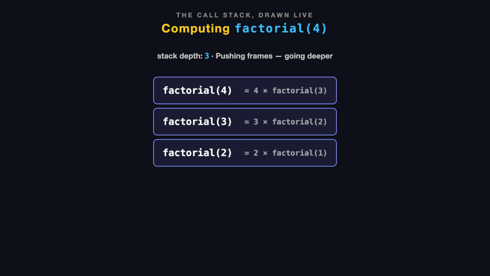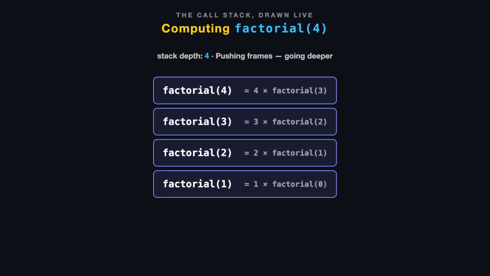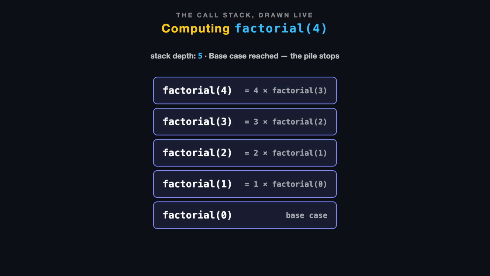Push a frame. Factorial of 3 needs factorial of 2. Pause, push. Factorial of 2 needs factorial of 1. Pause, push. Factorial of 1 needs factorial of 0. Pause, push. Now factorial of 0. This is the base case. It calls nothing, it just returns 1. This is where the pile stops growing. Forget this line, and we push frames forever. That is the stack overflow from a minute ago.